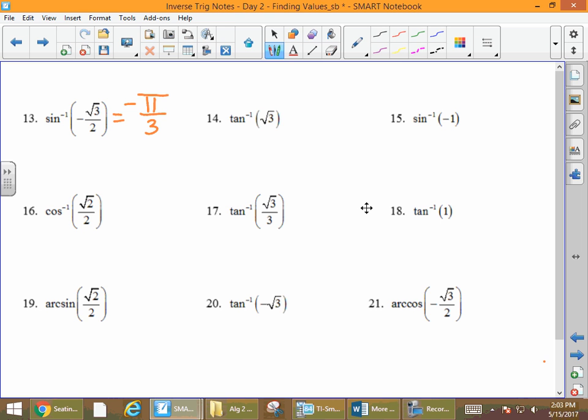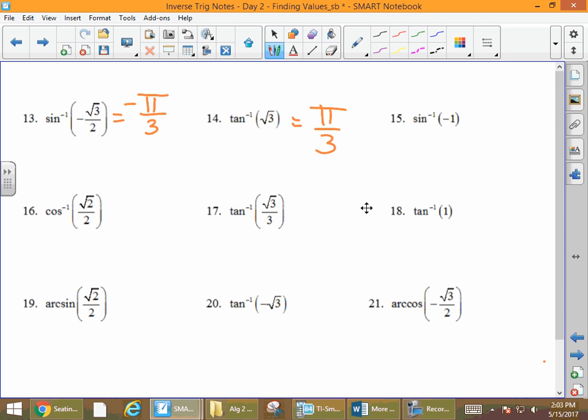And then we had to fill in. Well, radical 3 was the answer that we were finding. We were given the angle. Now we're given the answer and we have to find the angle. So we're in the 1st quadrant. Radical 3. Pi over 3.